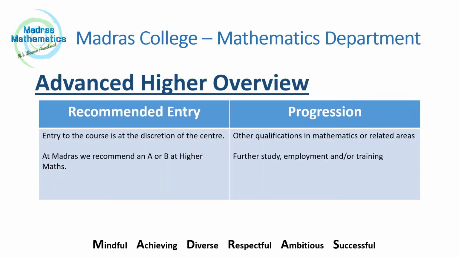Like the National 5 to higher jump, we would again recommend that if you're wanting to do advanced higher, that you come to us with an A or a strong B from higher. In terms of progression, really any mathematics related area that you would like to go into further education or employment or training would really be supported by an advanced higher.